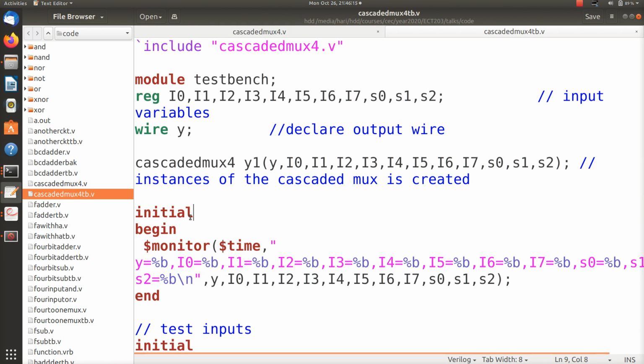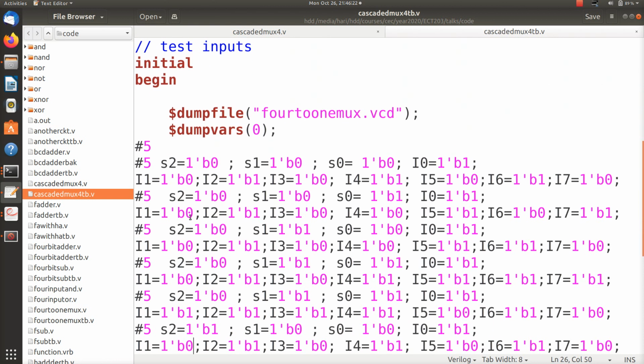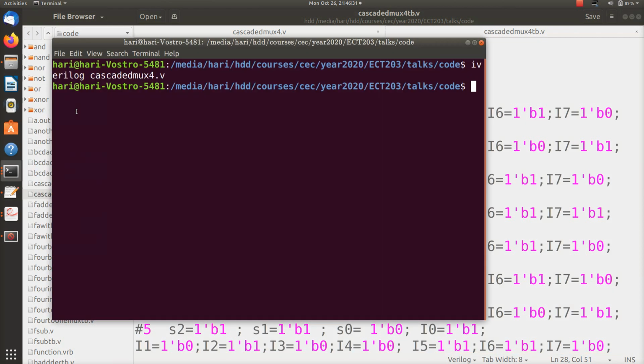Then I give these signals. I give random patterns here, and I test this. Now I will run this code. I will run this test bench.